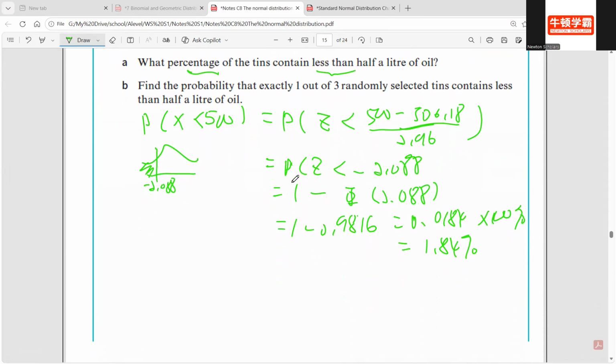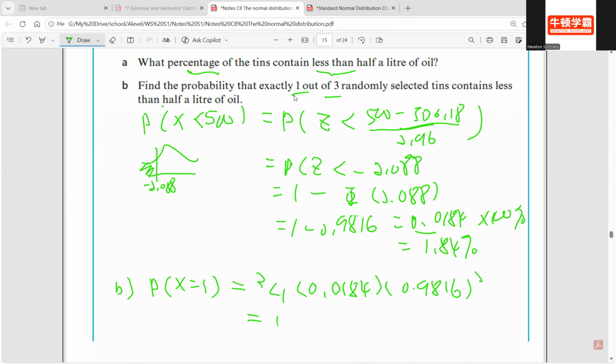Okay, so this one is binomial because we have the whole number, 1 out of 3. So my part B, the probability is X equal to 1. Okay, 1 out of 3, so that means 3C1. The success, because he said less than half liter, the probability we just found is 0.0184. This is the success. Then the Q should be 0.9816. Then 2, using the binomial. This is binomial.